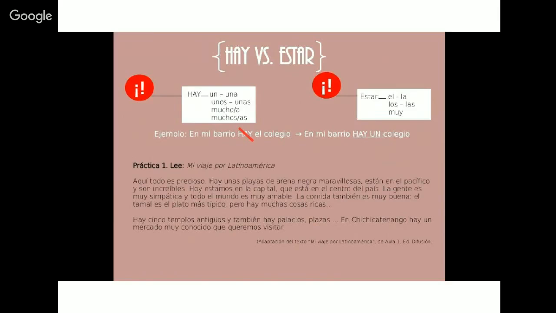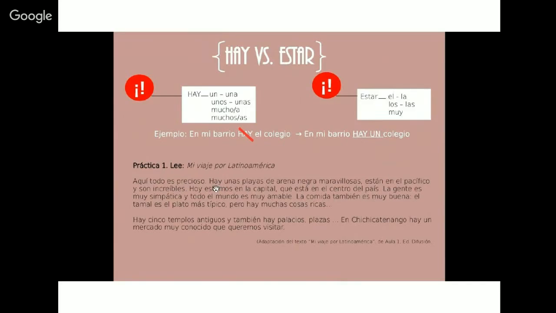Okay, so just to show you a few examples, here says, aquí todo es precioso. So here everything is beautiful. So this is to identify everything that is in here. That is why we use ser. Todo es precioso. So this is a characteristic of the place.